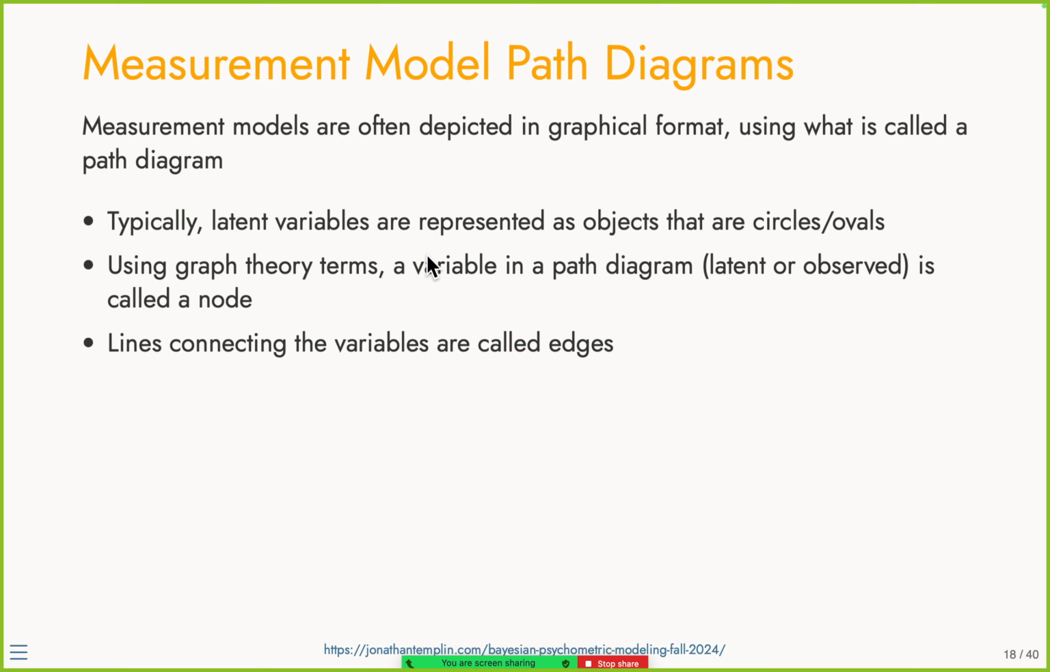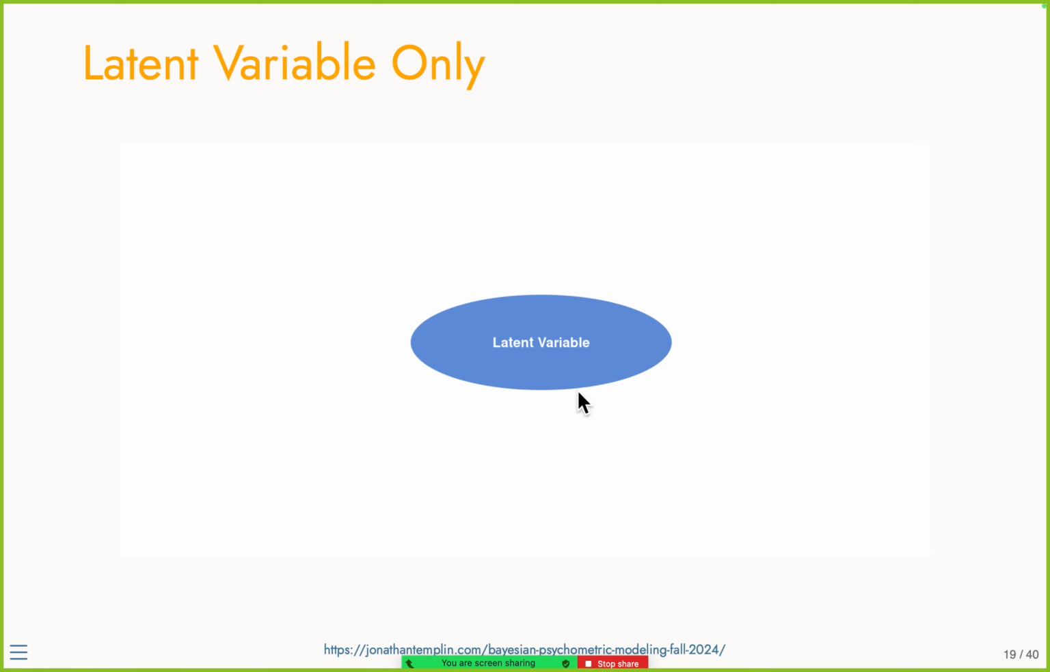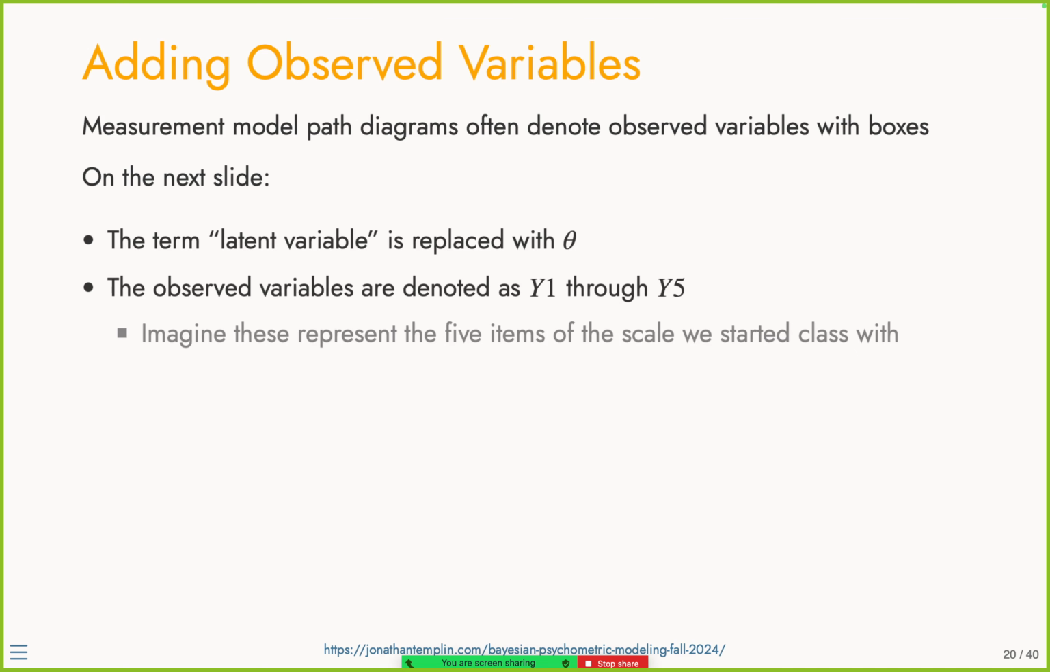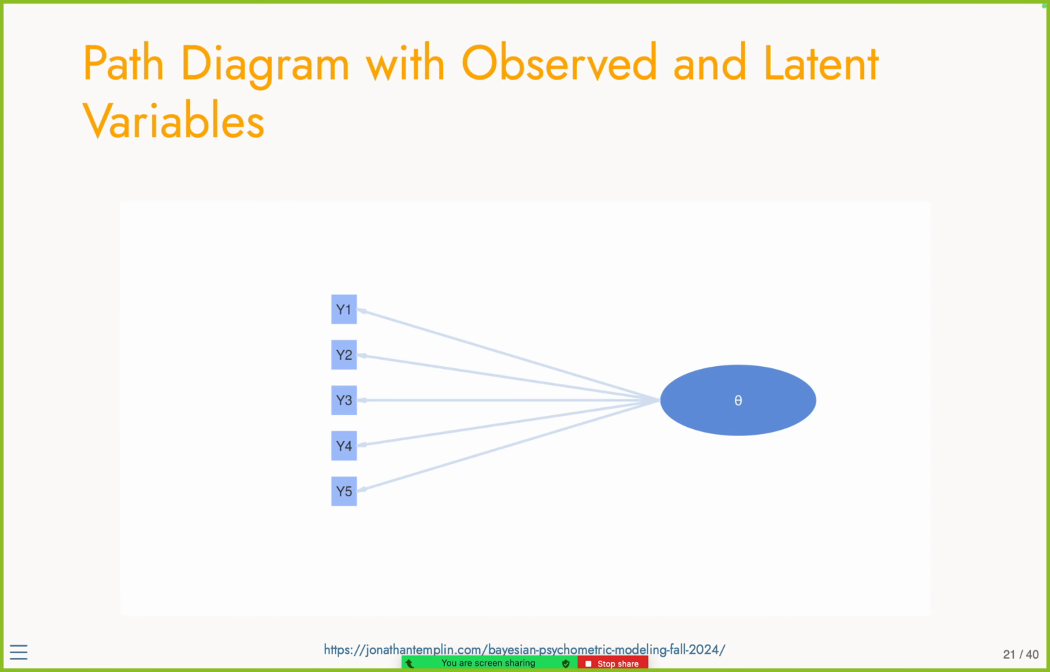So using graph theory terms, a variable in a path diagram, either latent or observed, is called a node. These are nodes in a graph. And the lines connecting them are called edges. So here's our latent variable, a node, a circle. And then this might look like a series.